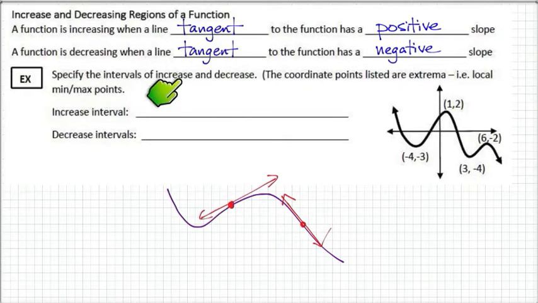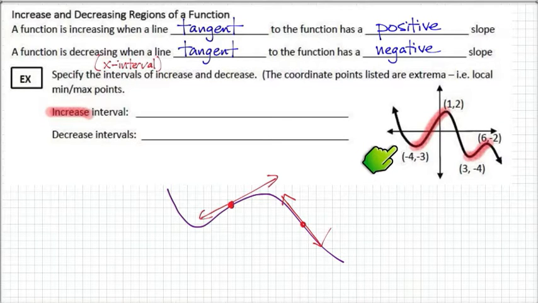So we're going to specify the intervals of increase and decrease here. And when we specify the intervals, the key idea here is we are talking about the x interval, where in terms of x is the function increasing. So we can note here that we can color it. We could color the portions of the graph where we have an increase of the function, and we are now specifying in interval notation the x regions.